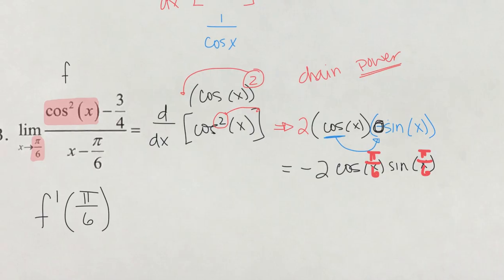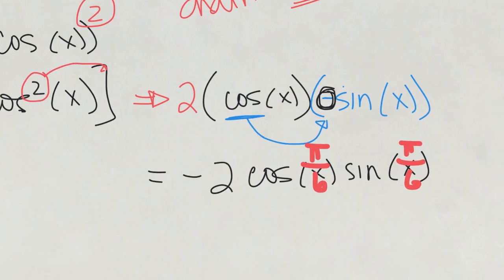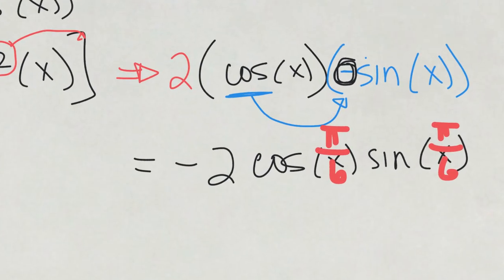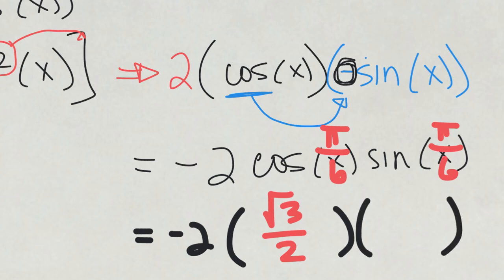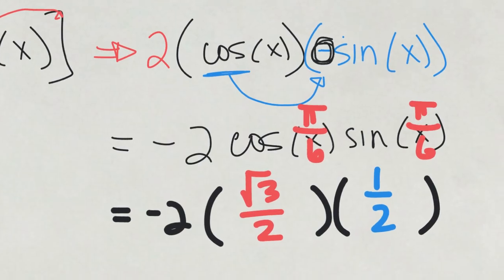So let's evaluate it. So now let's go to our unit circle. So let's see what we remember about our unit circle. The cosine at pi over 6 is root 3 over 2. Positive root 3 over 2. And the sine at pi over 6 is 1/2. Okay, those come from your unit circle. The cosine is the x-coordinate of your point, and the sine is the y-coordinate of our point.